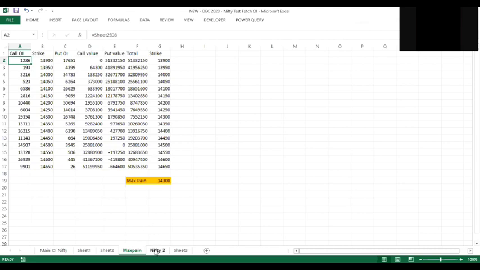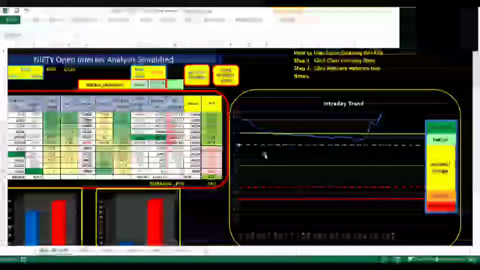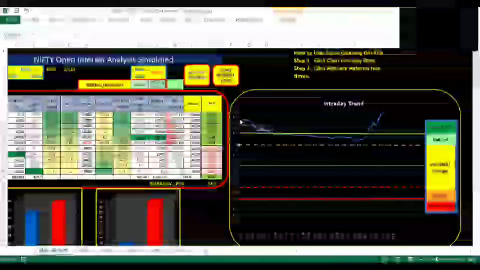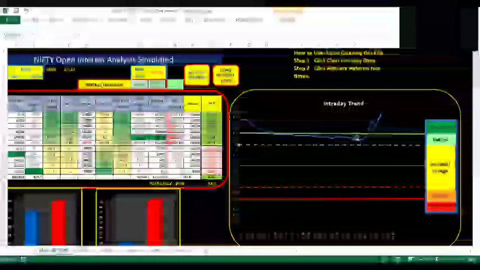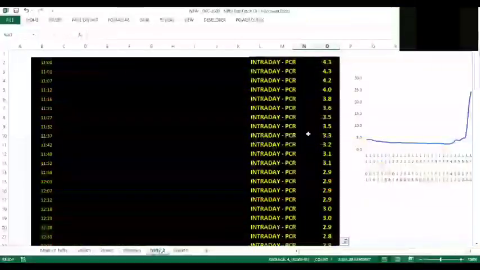Now there is one more sheet, Nifty-2. This is basically data being captured every 5 minutes for the intraday PCR. This is the data which actually gets converted into a line chart, which you see on the main screen here. So if you are not able to understand how to read this or what is the exact meaning, maybe sheet 2 will immediately help you understand.